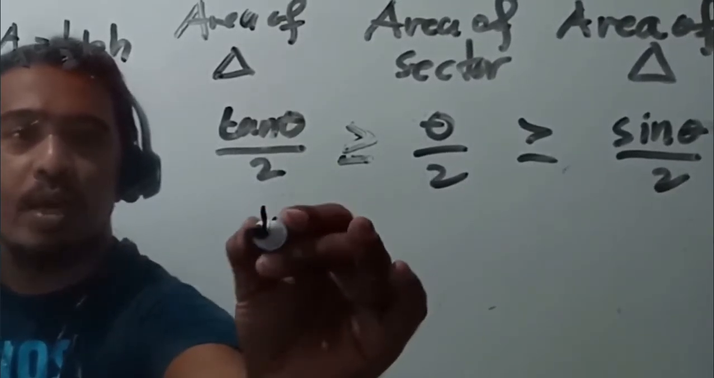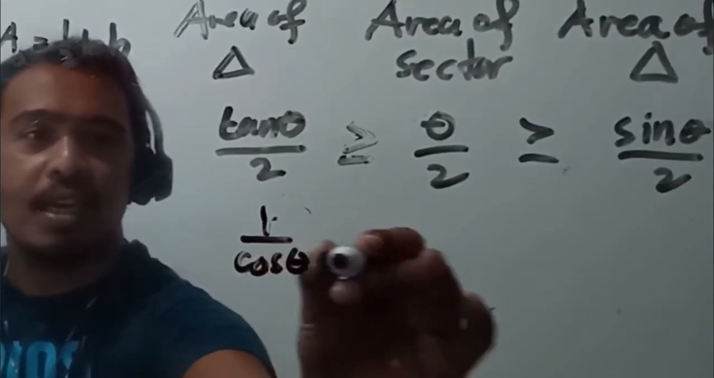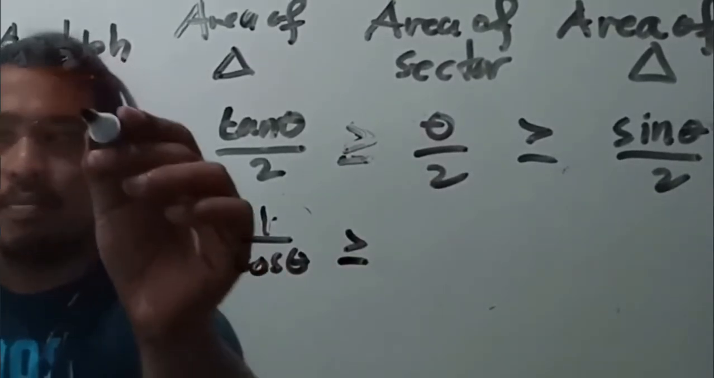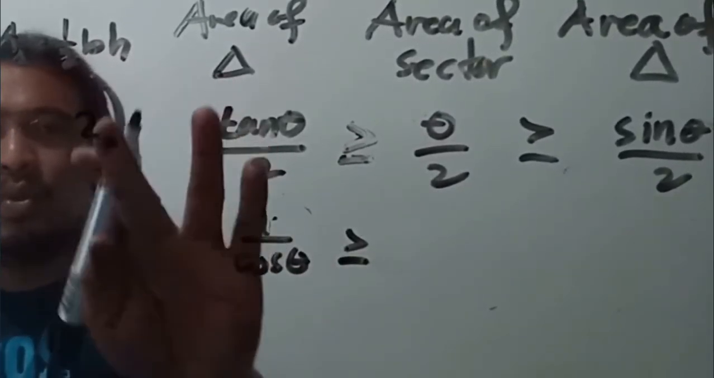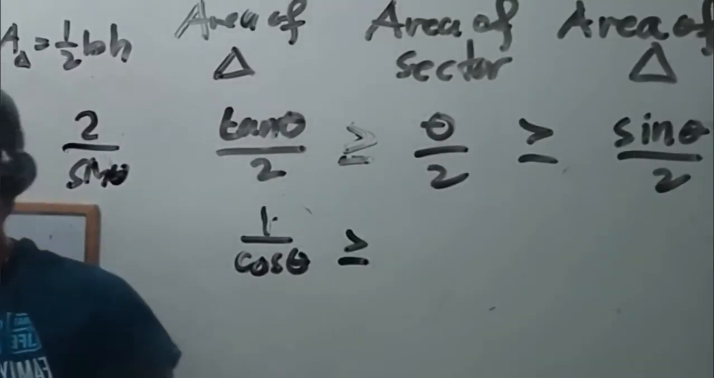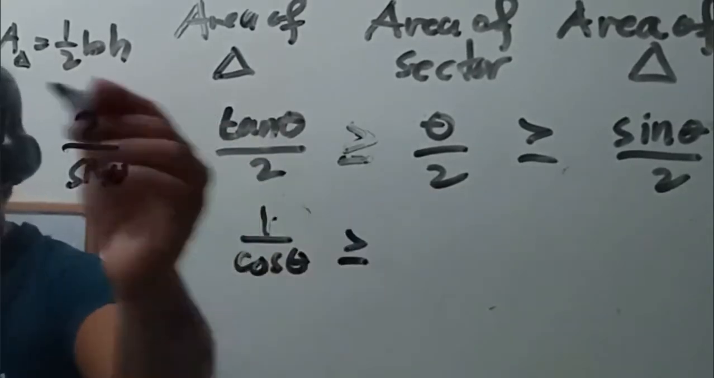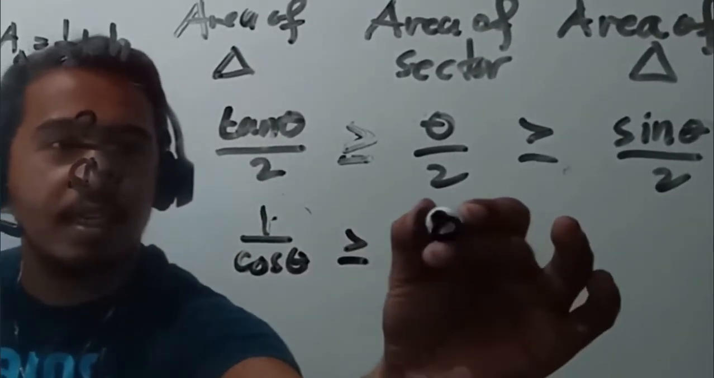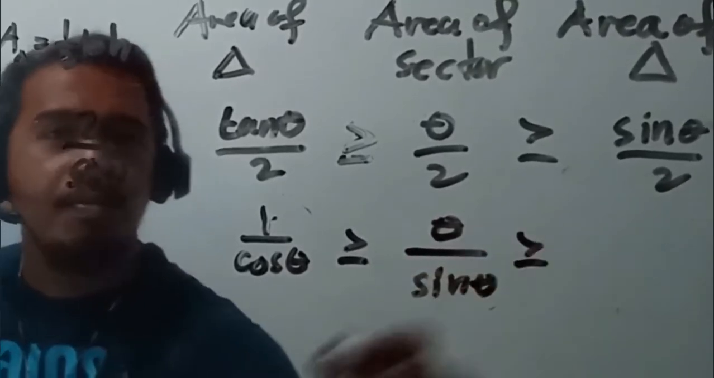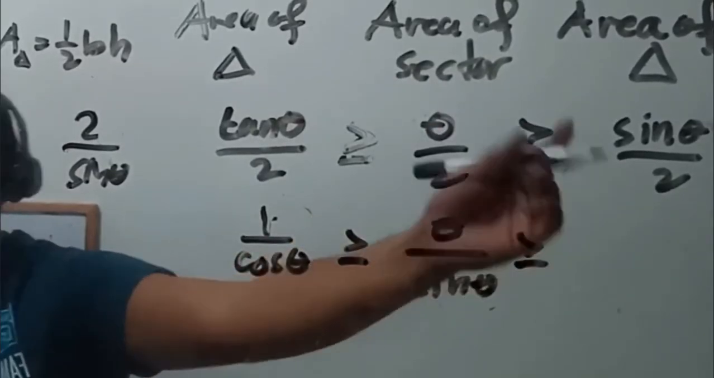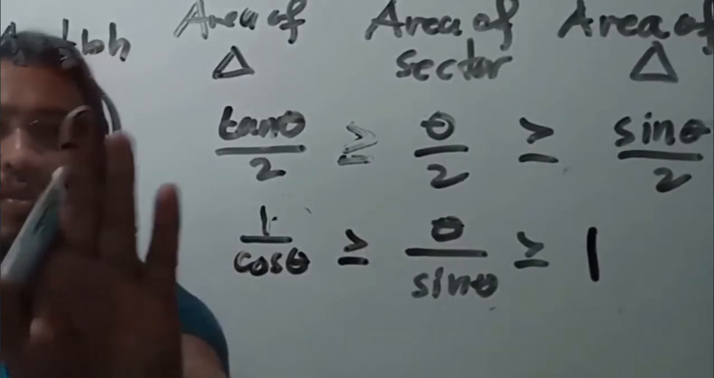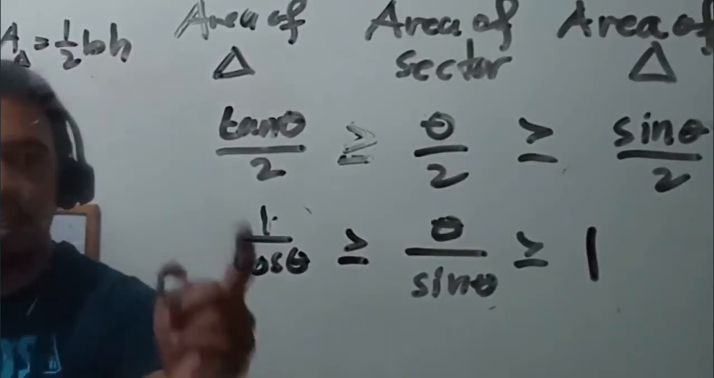So you will get here 1 over cosine of theta, greater than or equal to, you multiply 2 over sine theta, the same quantity that you multiply in the first. So if that will happen, 2 will be cancelled out, so you will now have theta over sine theta, and the same will be multiplied to the other side. So obviously the sine will be cancelled out as well as 2, so it is just 1. So you will now have this.